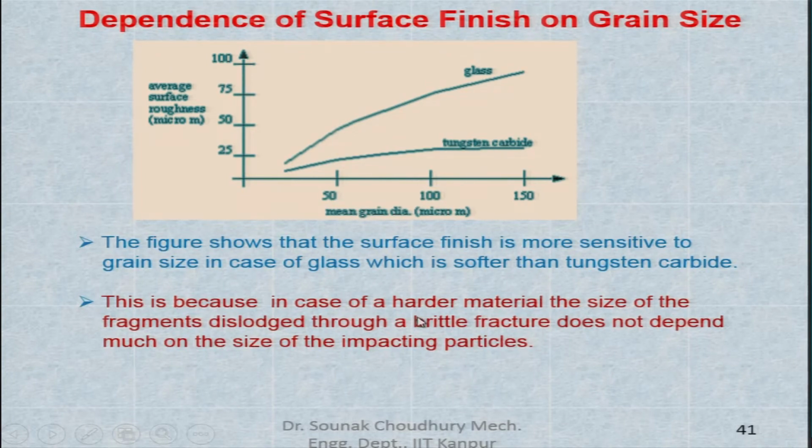This is because in case of a harder material, the size of the fragments dislodged through a brittle fracture does not depend much on the size of the impacting particles. Let me explain it to you once more. This is because in case of a harder material, the size of the fragments dislodged through a brittle fracture is independent of the size of the impacting particles. Whether it is bigger or smaller, it does not matter, it does not impact.